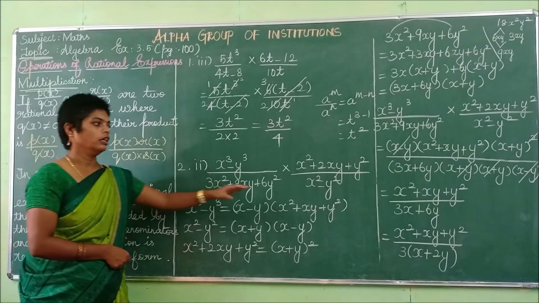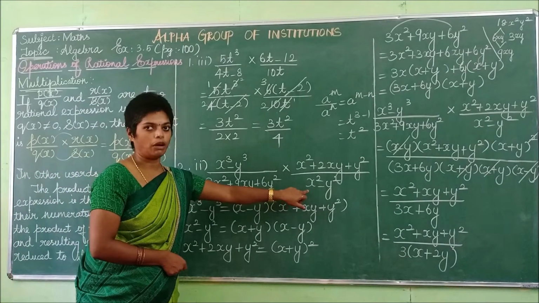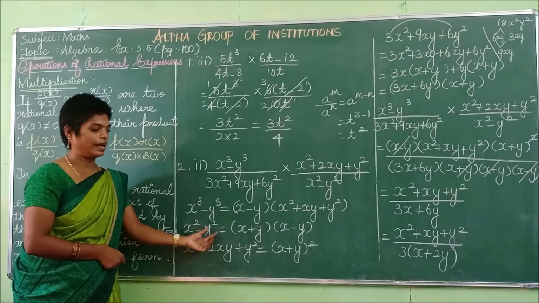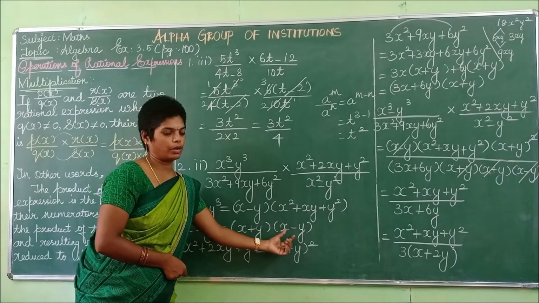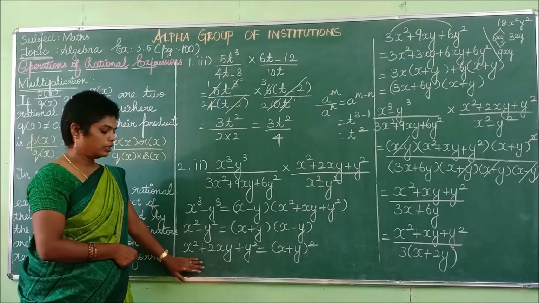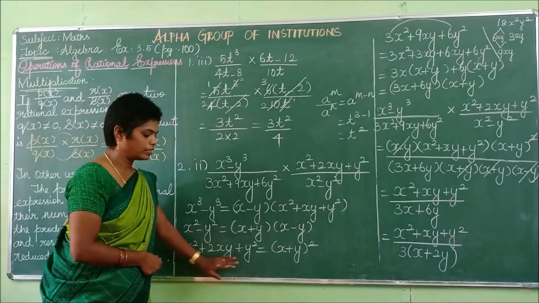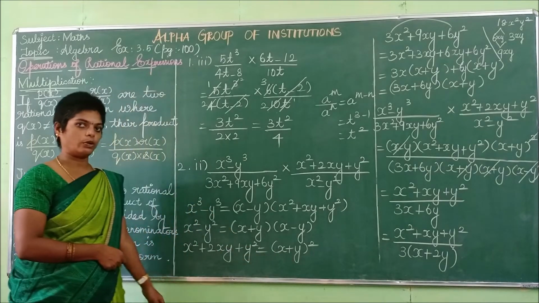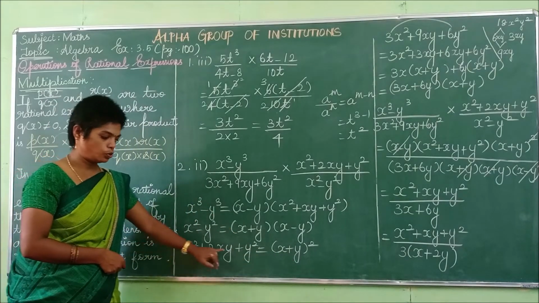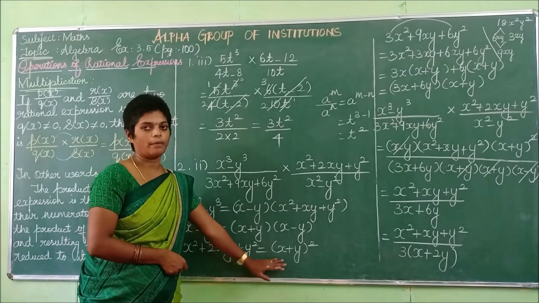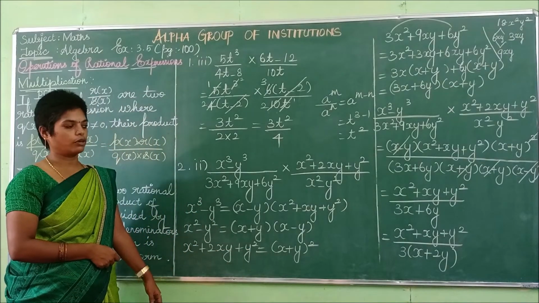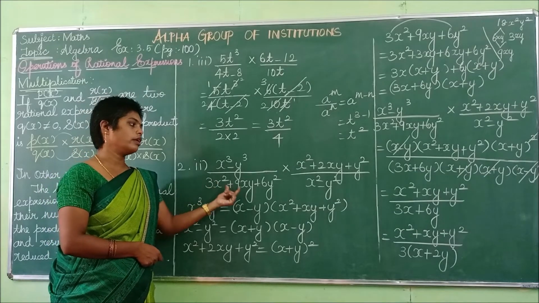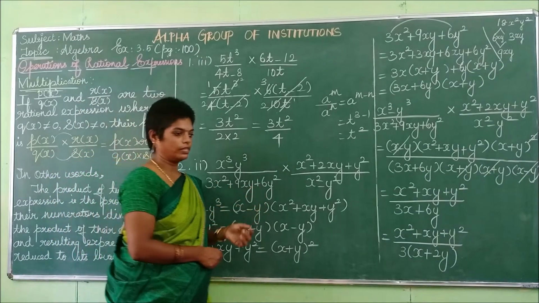Then listen. Again you know this formula also, x square minus y square. What is x square minus y square? X plus y into x minus y. Then listen, x square plus 2xy plus y square is the formula for x plus y the whole square. So x square plus 2xy plus y square is in the form of x plus y the whole square. What are the balance terms? The remaining term is this only: 3x square plus 9xy plus 6y square.